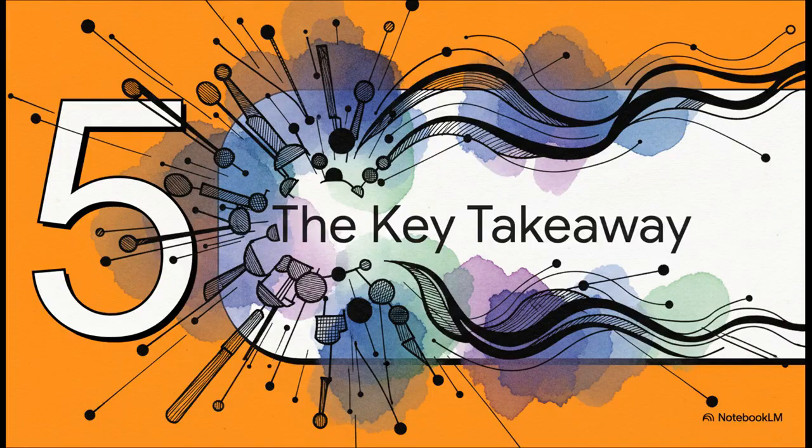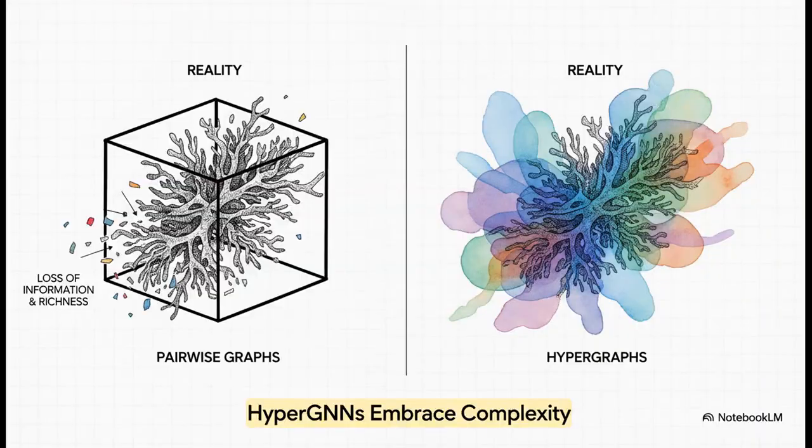So, after all that, what's the one thing you really need to remember from this whole explainer? Here's the big takeaway. HyperGNNs are so effective because they don't try to shove reality into a box that's too simple for it. They embrace the messiness. They embrace the complexity. They're built to see the world as it actually is, a rich, interconnected web where the important stuff happens not just between two things, but among many.